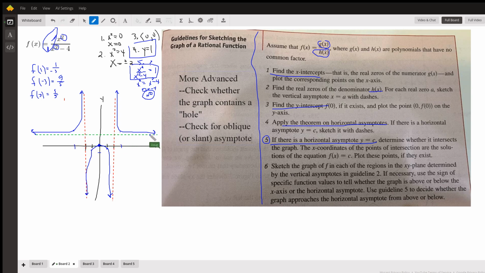So now we can draw a rough sketch without any calculus at all. If we find f of 1, that's negative 1 third. That's to the right of the dashed line. So the curve has to go through that point.